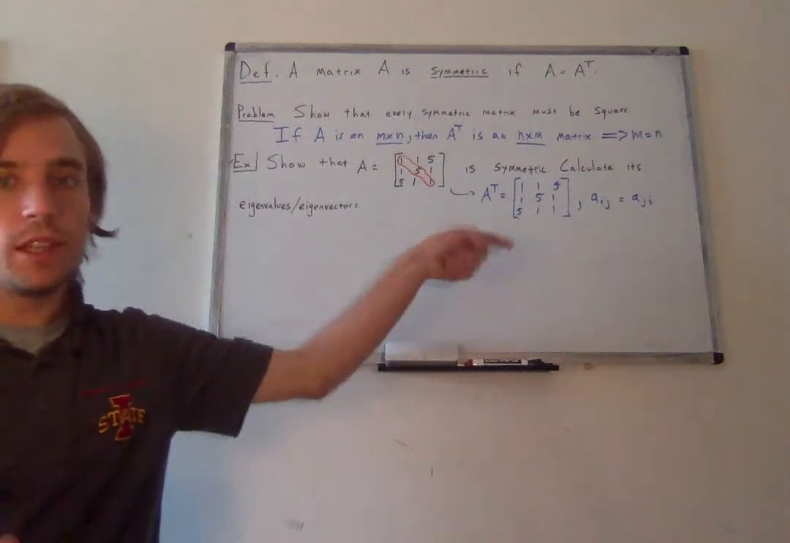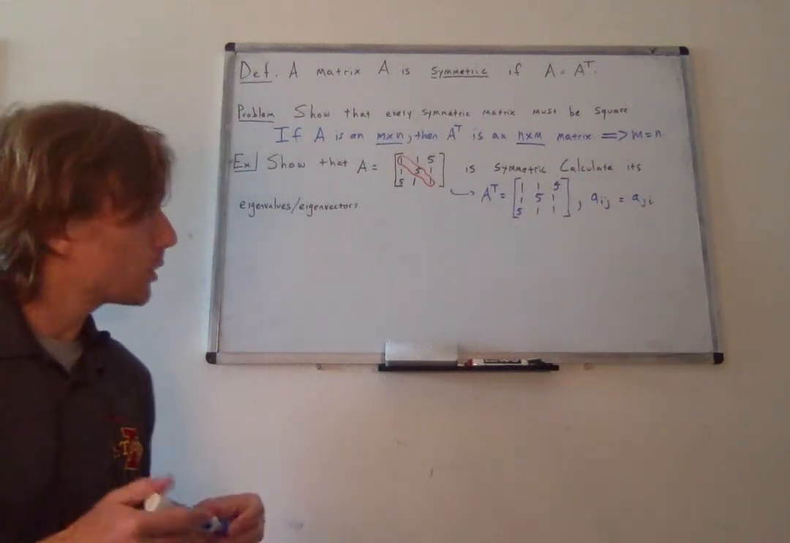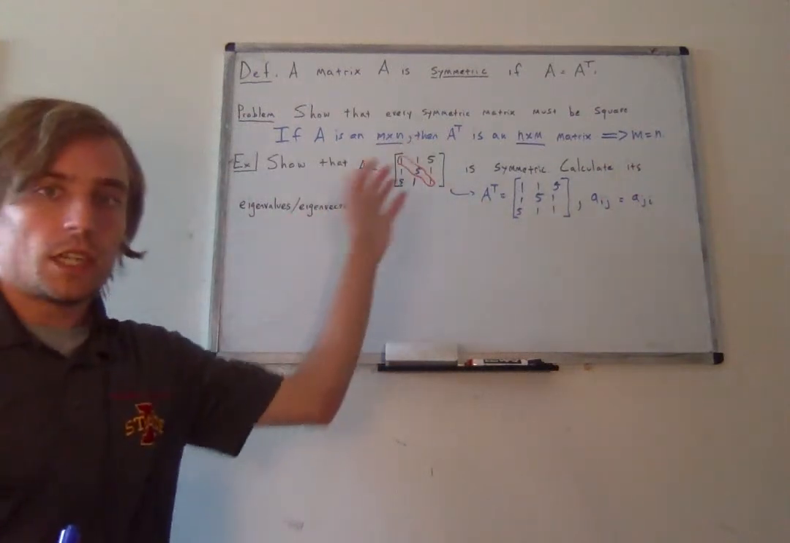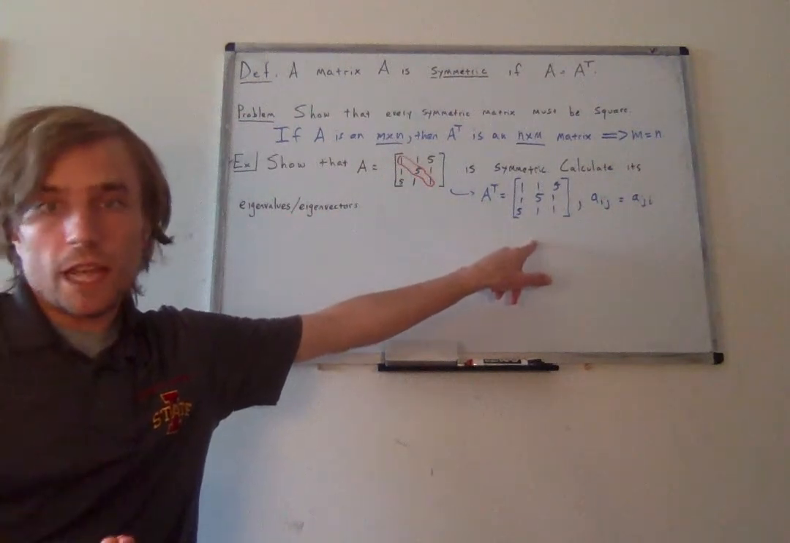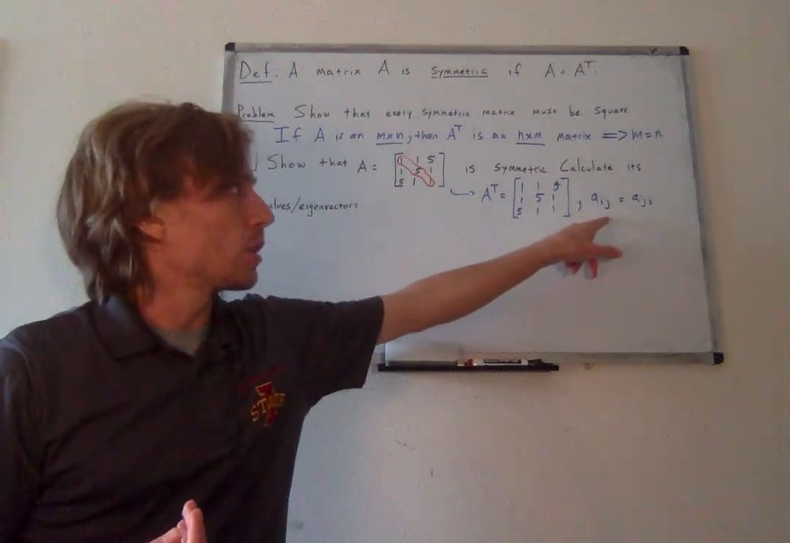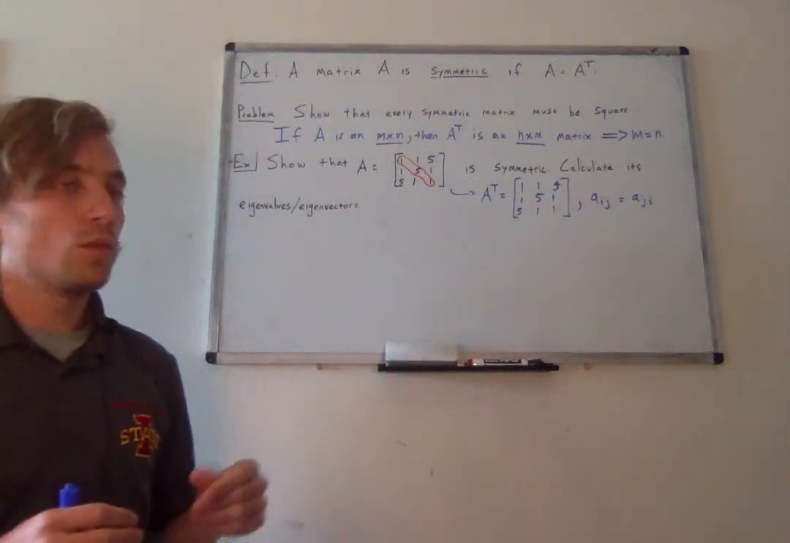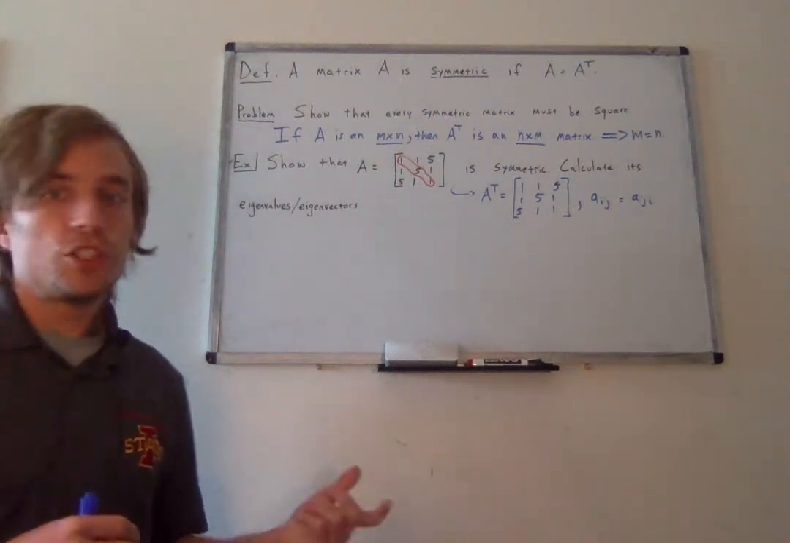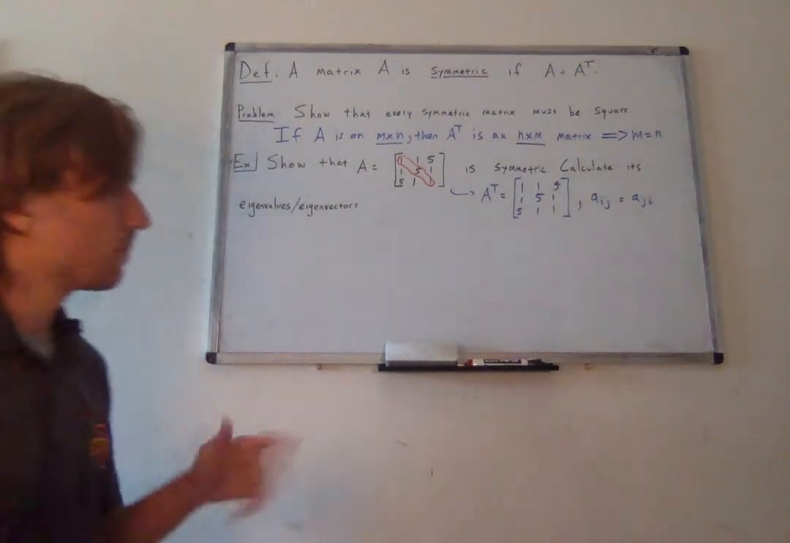So any one of these 3 things is sufficient to determine if a matrix is symmetric. You're just, again, reflecting across the diagonal. You could just calculate the transpose and show that it's symmetric, or just show that the ijth entry is equal to the jith entry.